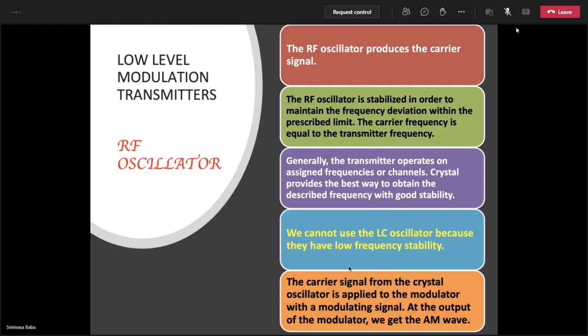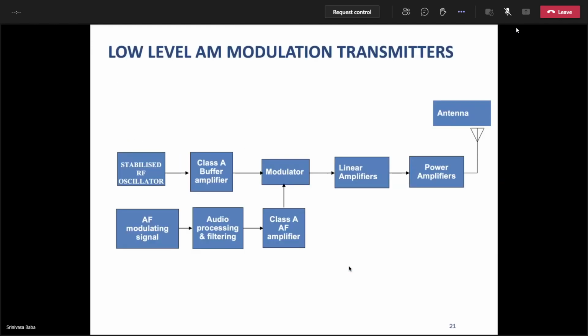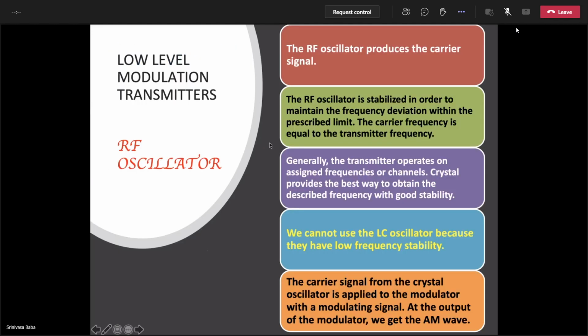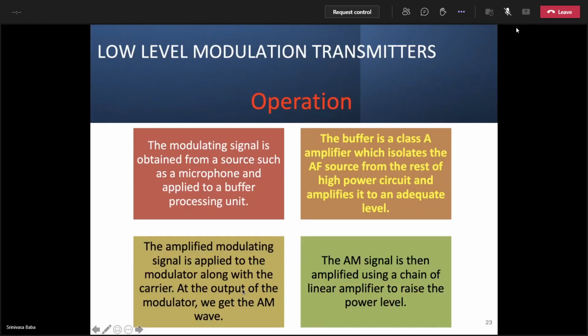Next one is, okay, here I have explained about each of these blocks. I have clearly explained here itself, but in the slides they are given separately. RF oscillator produces the carrier, it produces stable oscillations. It is generally produced by a crystal because a crystal is supposed to produce stable oscillations with respect to time, frequency, and load variations. We cannot use an LC oscillator because it has low frequency stability. So all these things, whatever I have explained, are given, and the operation also I have explained.